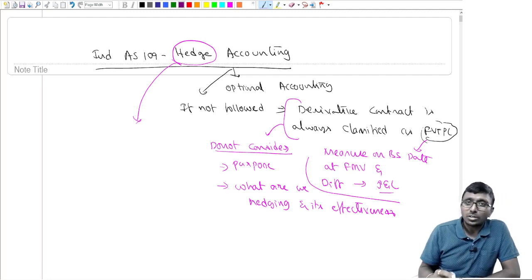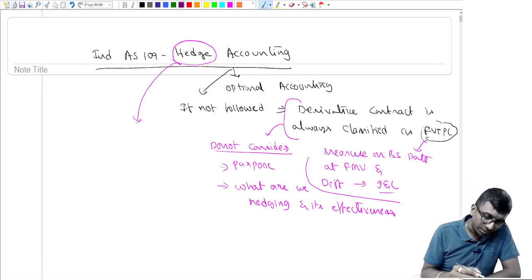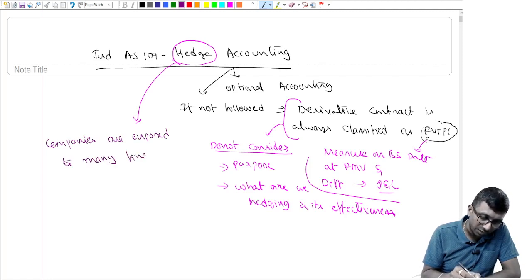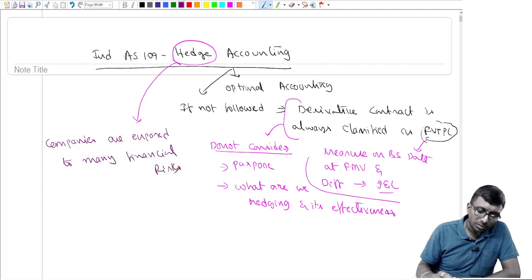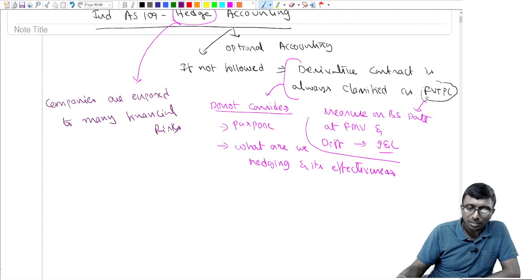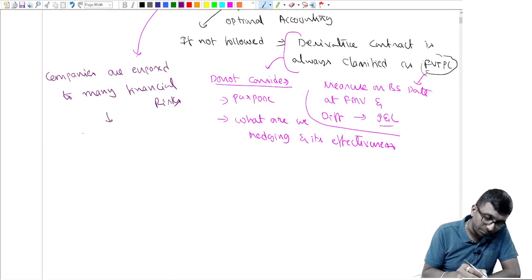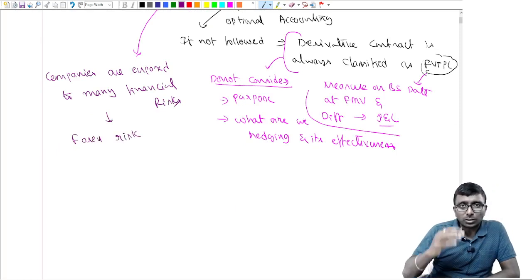Now let's get into hedge. Companies are exposed to many financial risks. What risks? Foreign currency risk, one, that is forex risk. What is forex risk? I sold goods to a foreign customer. He will be paying me dollars after some time, that is going to come in the future.